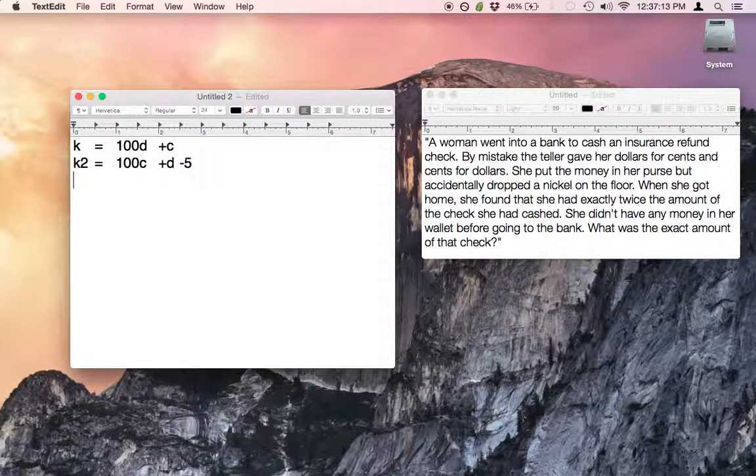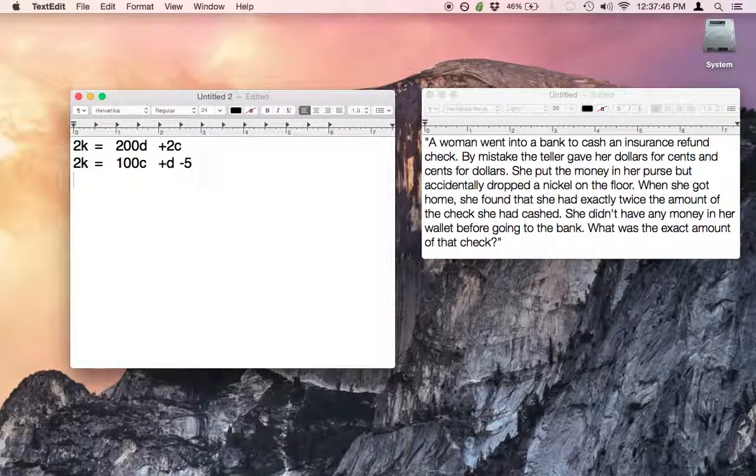One thing we could do, pretty simply, is eliminate the variable k. We can alter the first equation so that it says 2k. Actually, this should have said 2k, not k2. And what we're going to do is simply multiply everything in the first equation by 2. So the k will become 2k, the 100d will become 200d, and the c will become 2c. Now we have two equations that both say 2k equals.